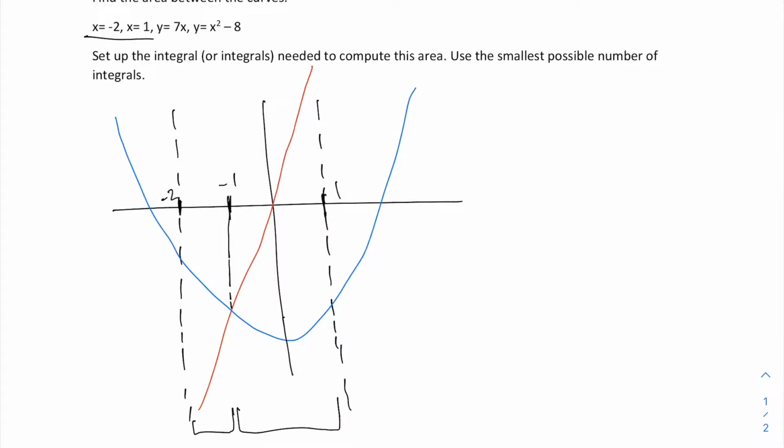The first part here, the area between the curve, is this boundary and the blue line and the red line, so it's gonna be this area right here. And the second one is gonna be this line with the boundary and the blue line here. So we have two parts.